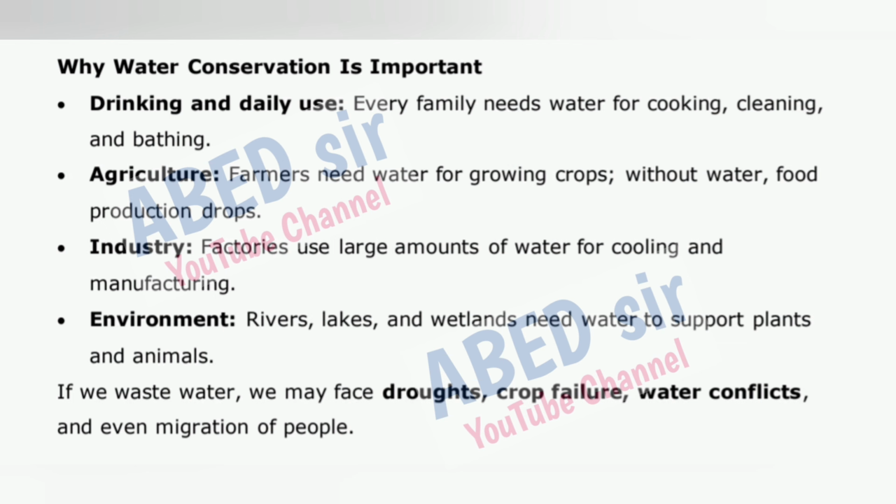Drinking and daily use: every family needs water for cooking, cleaning, and bathing. Agriculture: farmers need water for growing crops. Without water, food production drops. Industry: factories use large amounts of water for cooling and manufacturing. Environment: rivers, lakes, and wetlands need water to support plants and animals. If we waste water, we may face droughts, crop failure, water conflicts, and even migration of people.